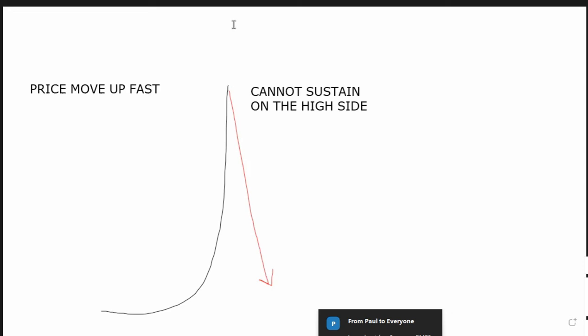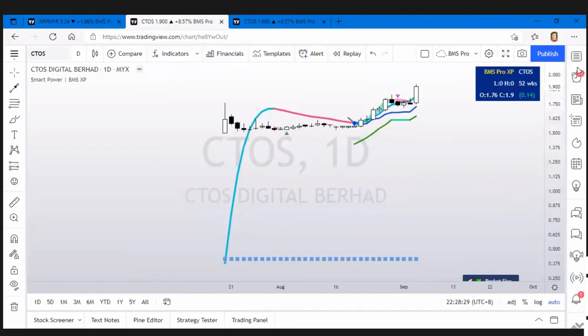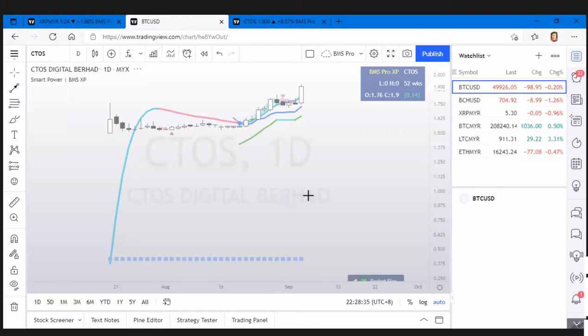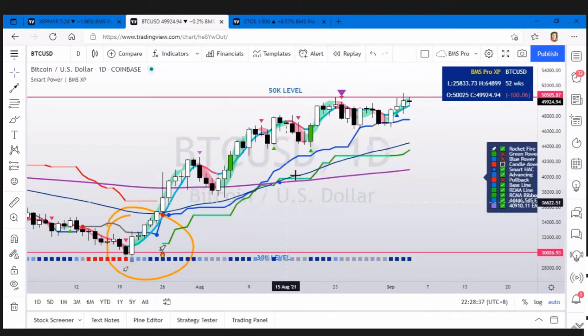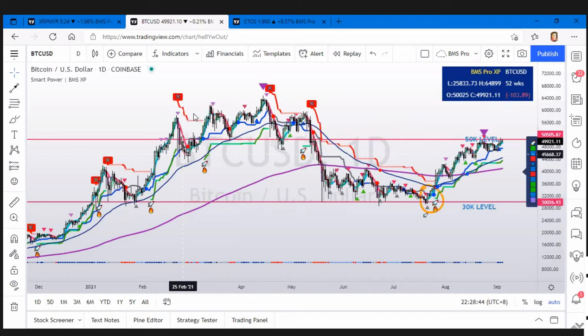You move very fast. Oh, FC, you can try, because my BMS indicators work on TradingView. All right, whatever you can see on TradingView, you can trade. So on TradingView, you can be using BMS to trade Bitcoin. Okay, we are looking at the Bitcoin. This is BMS, right? BMS indicators work fine, accurately on Bitcoin, right? You can choose whatever.